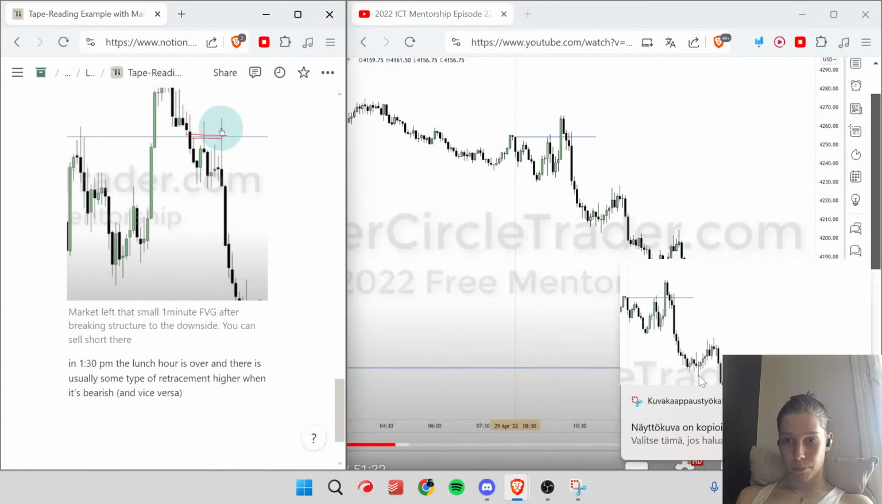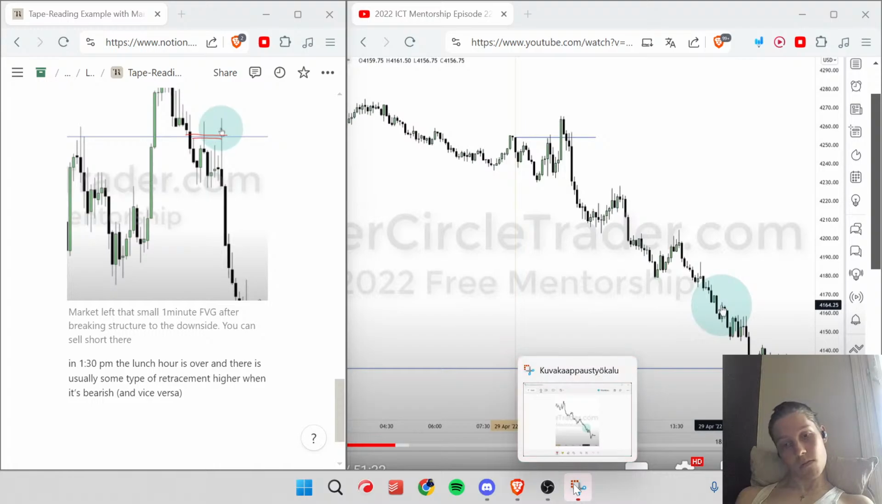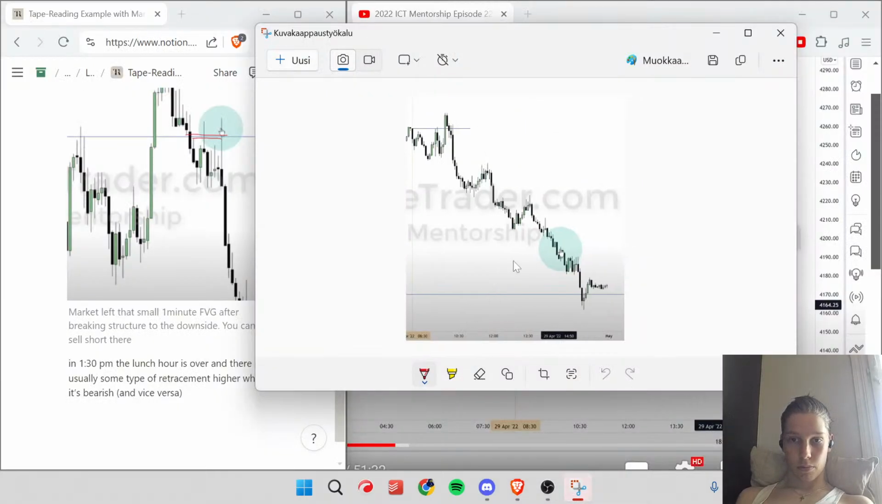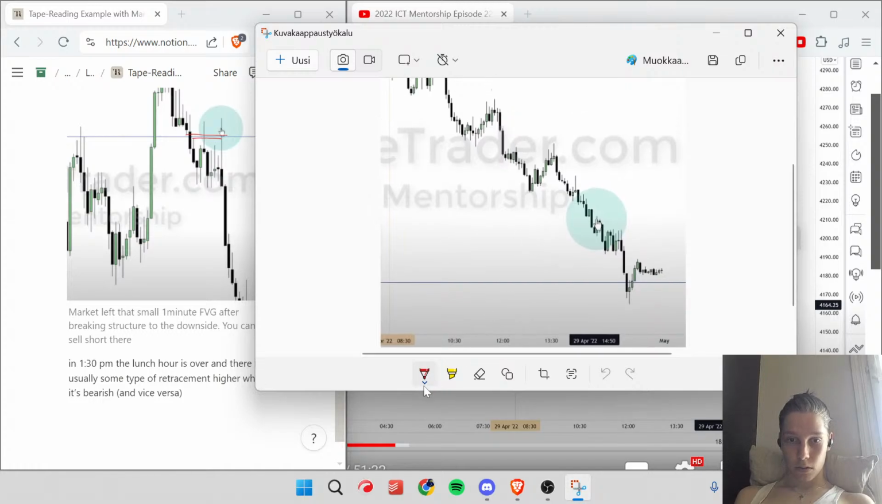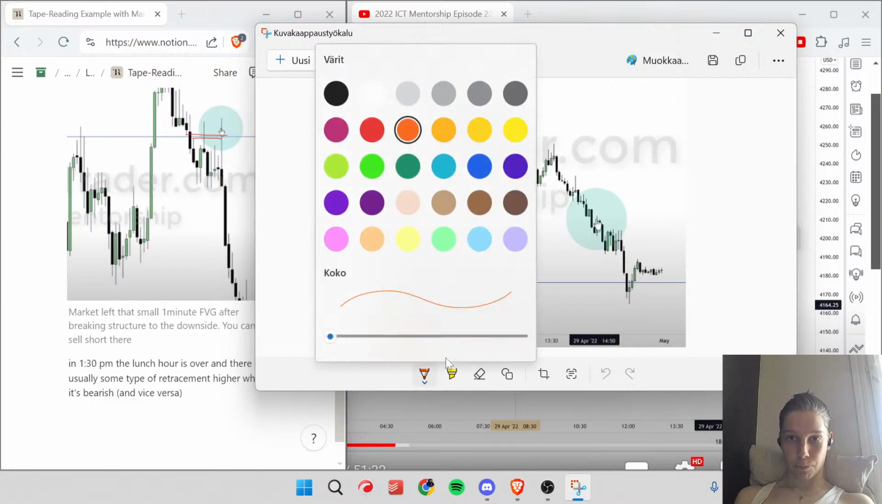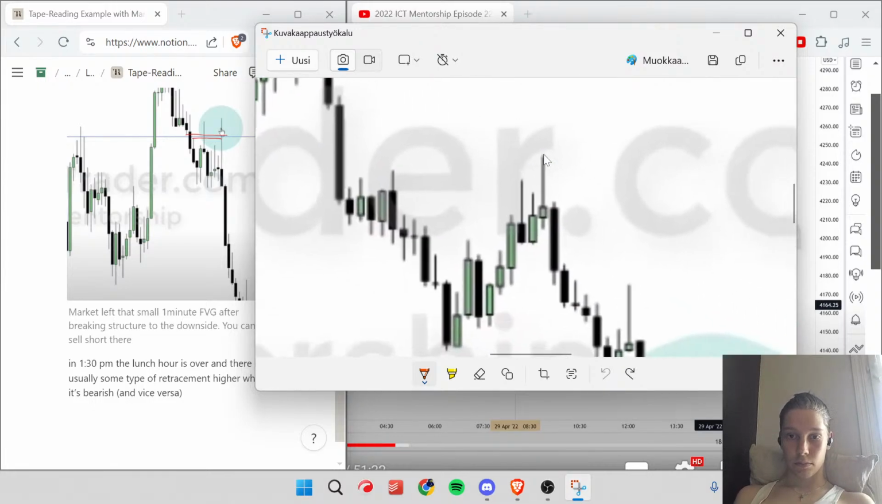So 1:30. After that, there's usually a pullback to the upside if we are bearish, which means 130 is around there. So that's the pullback. Let's just mark that out.